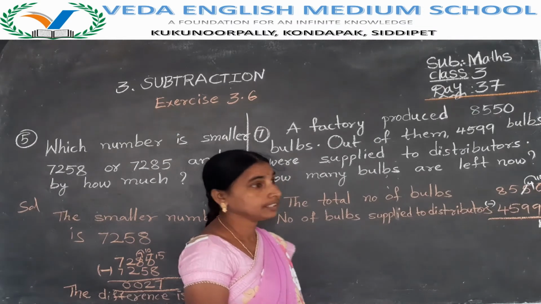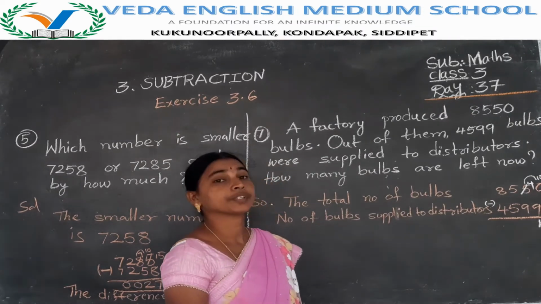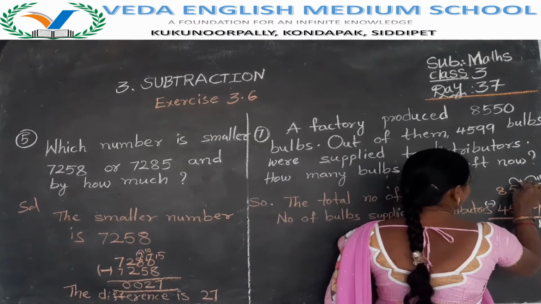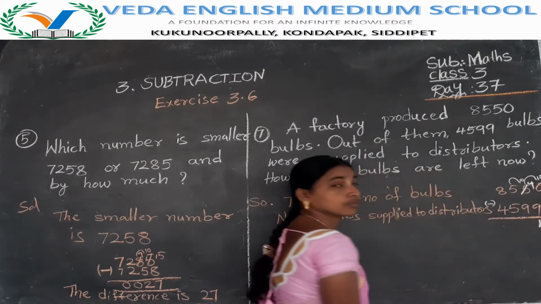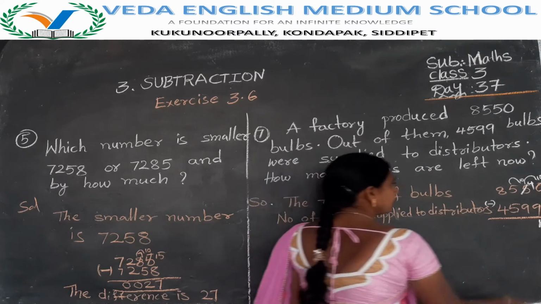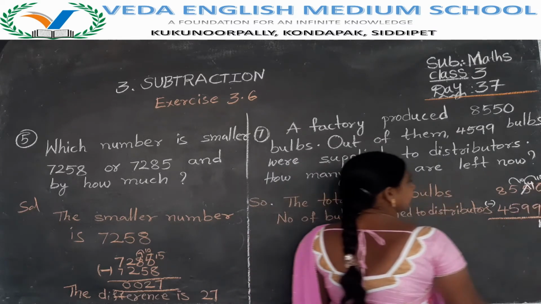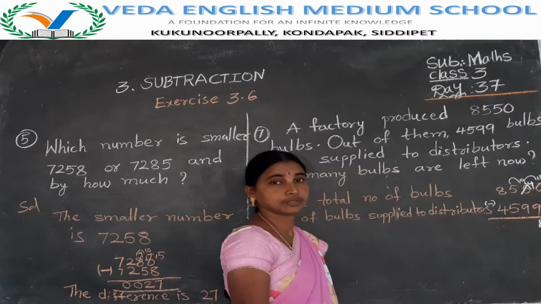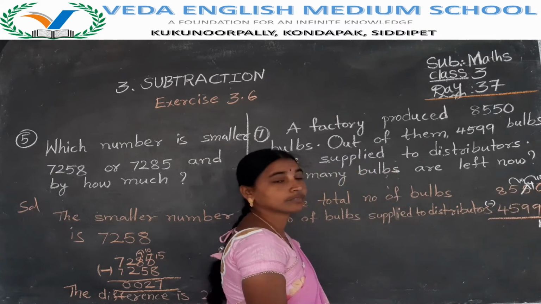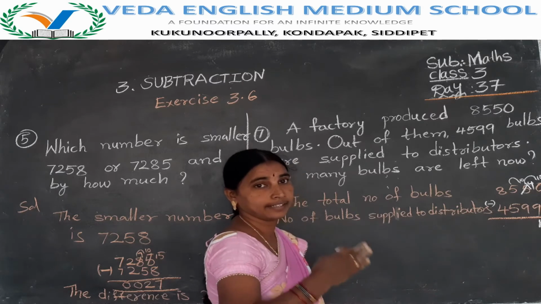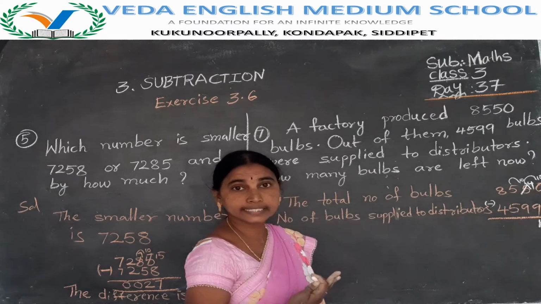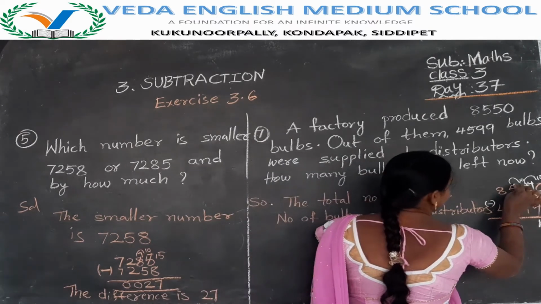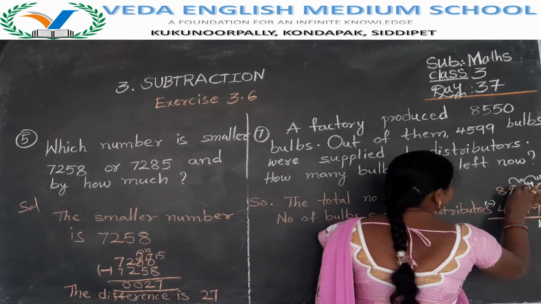Not possible. Here also, borrow from the hundreds place to the tens place. So now take the borrow. 10 plus 4, 14. First of all here 500, but now 1 hundred has gone to the tens place. How many hundreds are there? Only 400. So 5 becomes 4.